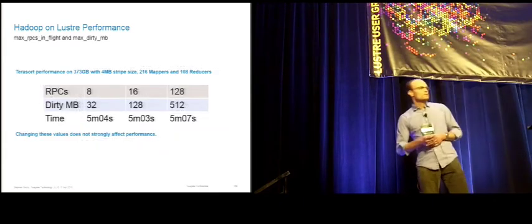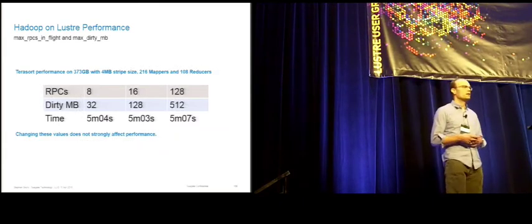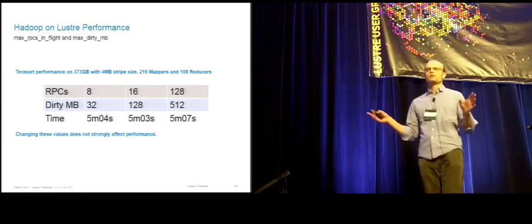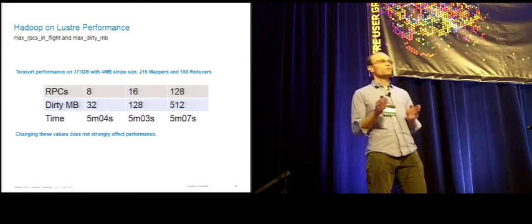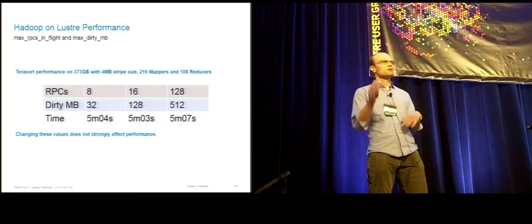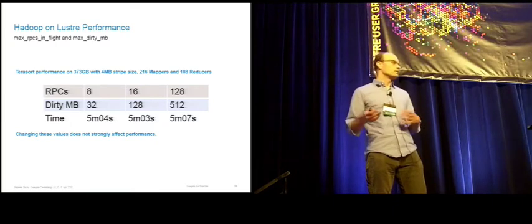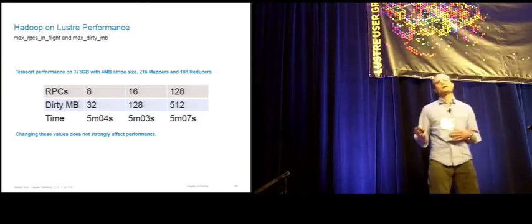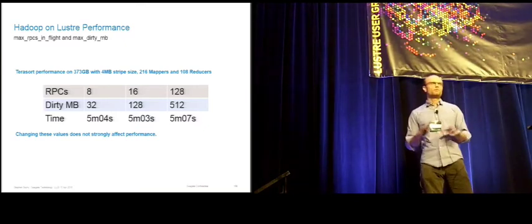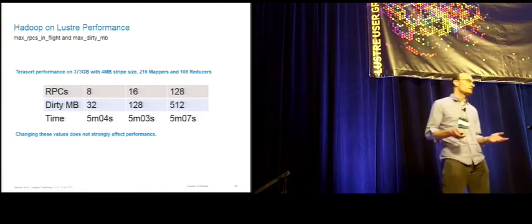We played around with RPCs and dirty NV, and you see that this is all within standard deviation of your expected. Hadoop jobs never run exactly the same because there's all kinds of overhead. And so you see, again, you can just set your Lustre system up, your Lustre clients, for other stuff. Hadoop doesn't really care, which is nice.